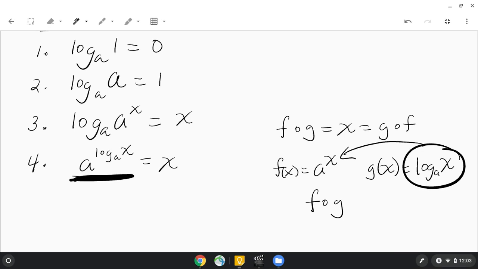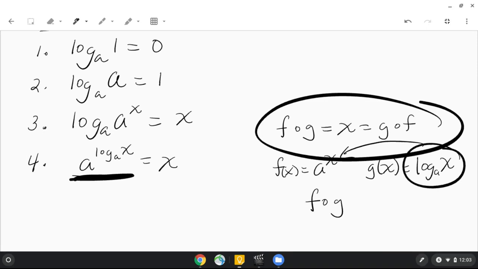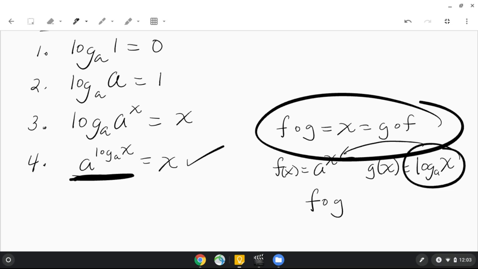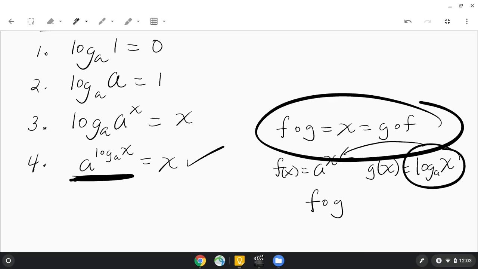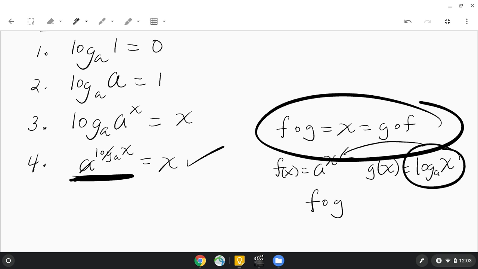And we know that since they're inverses of each other, the composite function of inverse functions should always give us x. And that's how we get x here. Okay. This one is going to be handy later on when we start solving log equations. Because you see here, it looks like they cancel out, but it's not so much that they're canceling out.